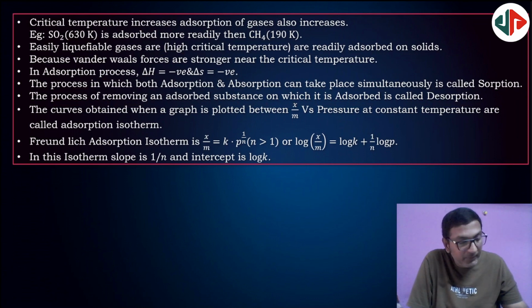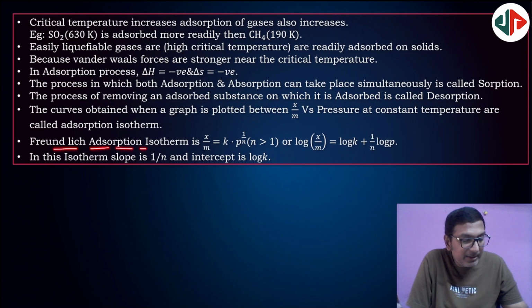Next, the process of removing an adsorbed substance from the surface is known as desorption. Next, the curves obtained when a graph is plotted between x by m versus pressure at constant temperature are known as adsorption isotherms. Isotherm means at constant temperature, graph between x by m versus pressure.